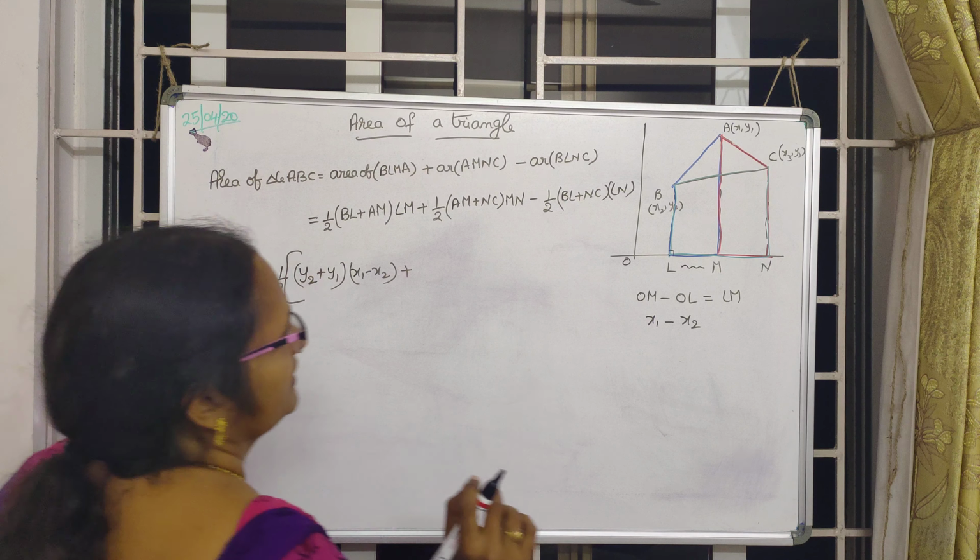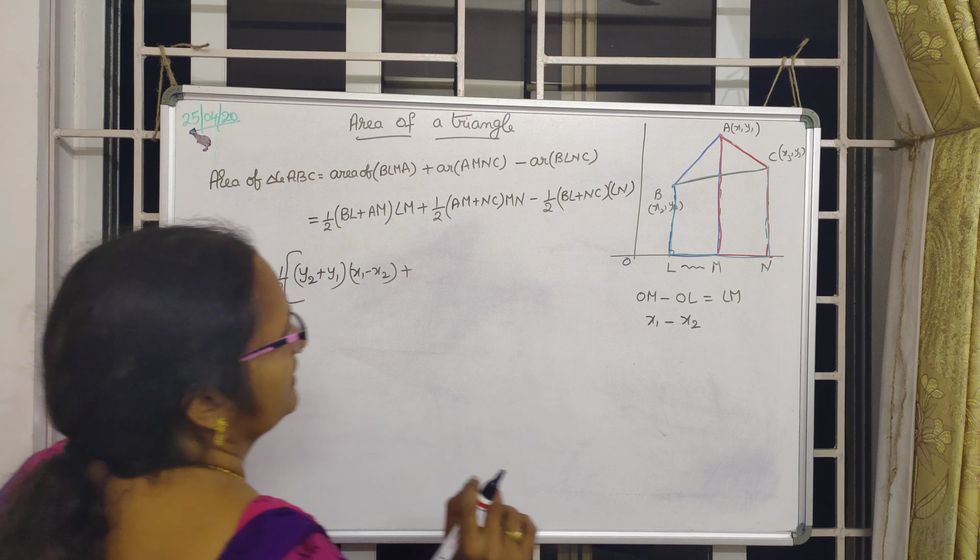AM is the distance from x-axis, so the y coordinate I should consider is plus y1. Then NC is the distance from x-axis, so that is y coordinate plus y3, into, now here I need MN. How do I get MN now? MN equals ON minus OM.